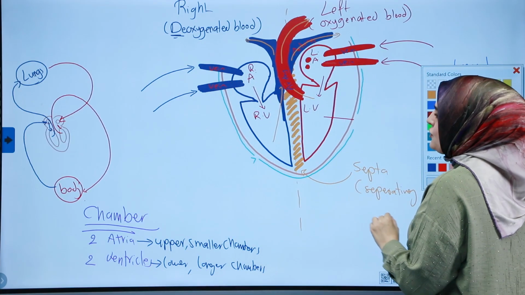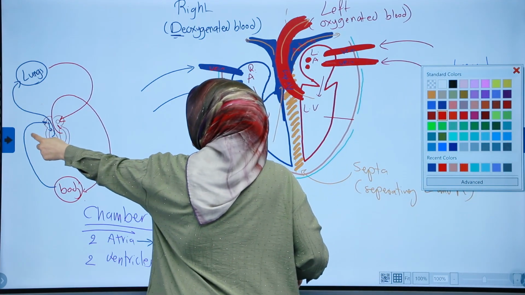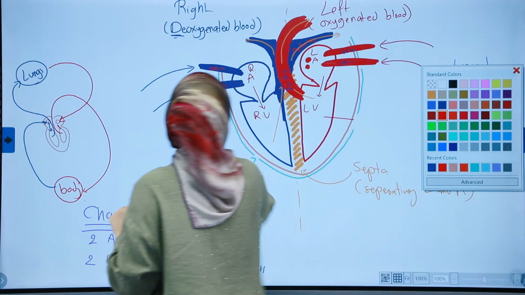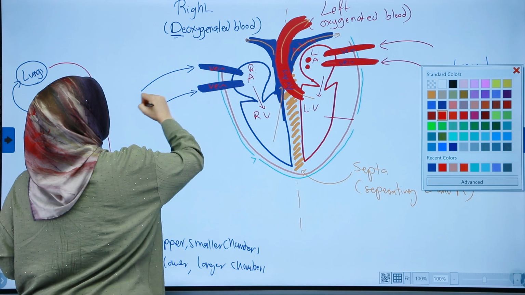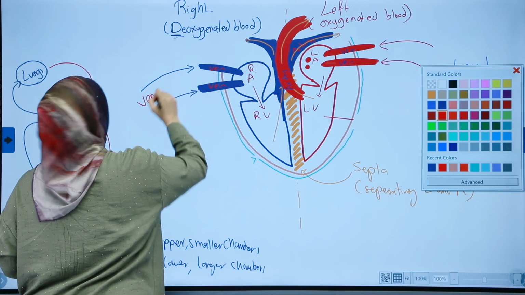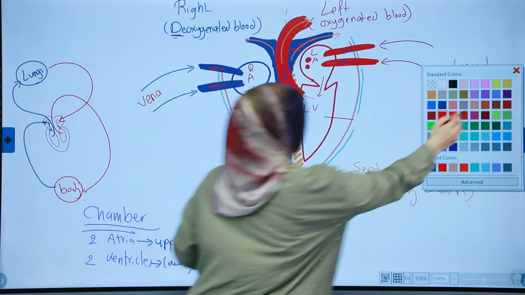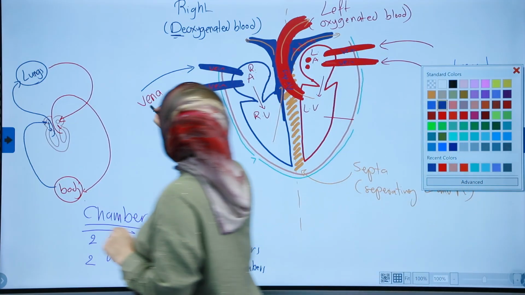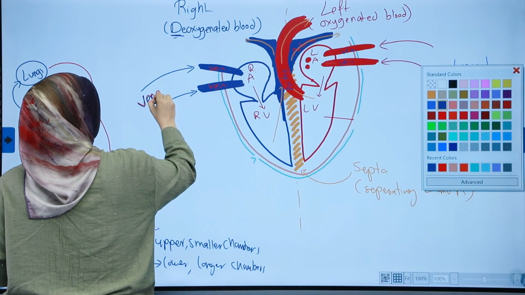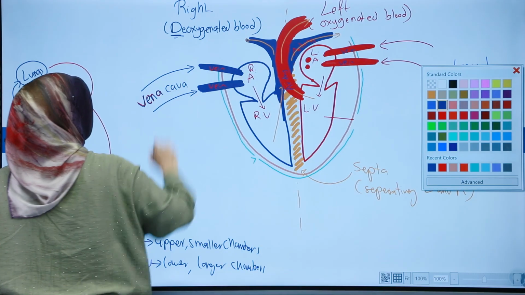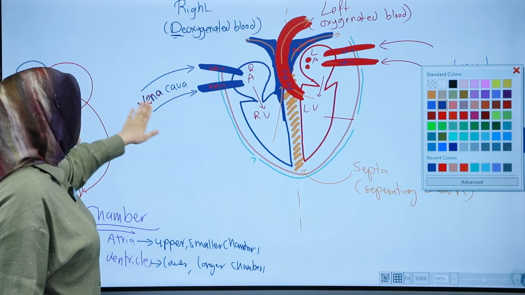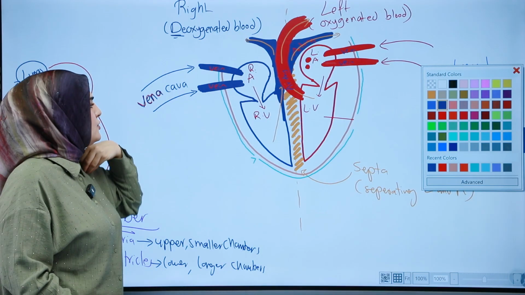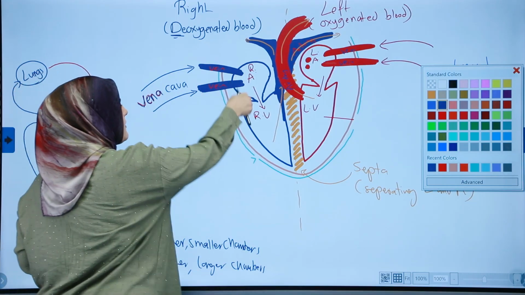The first thing I want you to know, we're going to talk about this vessel. It brings it back from the body, back to the right atrium. We call this a big vein. Big vein here is called vena cava. The big vein that brings back from every part of the body and takes it to the heart through the right atrium.